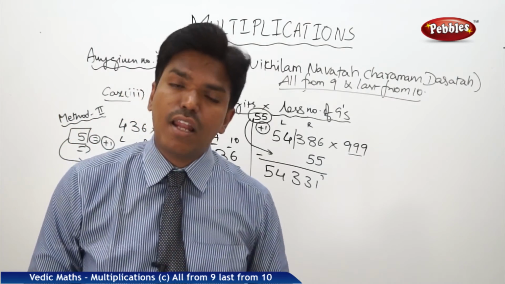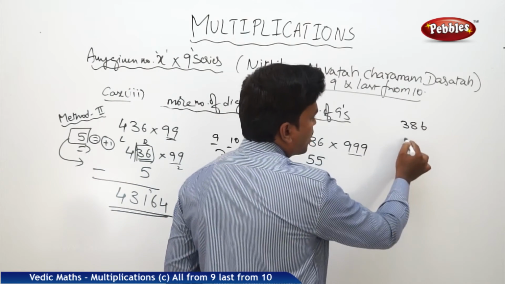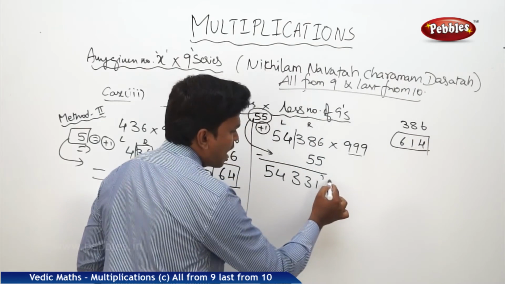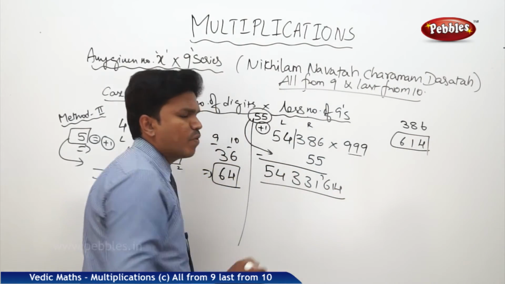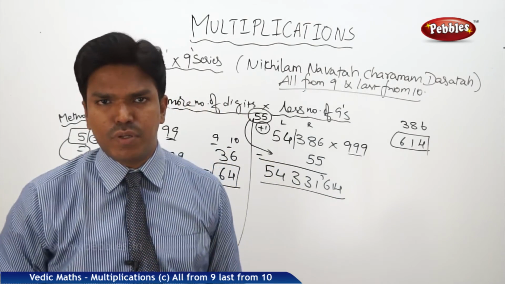All from 9, last from 10. If you apply all from 9, last from 10 for 386, how much will you get? 9 minus 3, 6; 9 minus 8, 1; 10 minus 6, 4. 614. Simply add 614 here. So this will be your answer. This is common to every number.